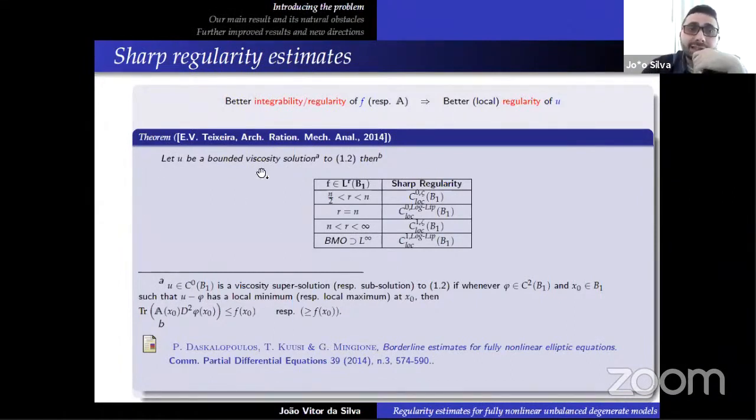In this case, the analysis is under viscosity solutions. This is a formal definition of the viscosity solution. Daskalopoulos, Kuusi, and Mingione have proved similar results for the borderline case, the C^{1,α} regime.